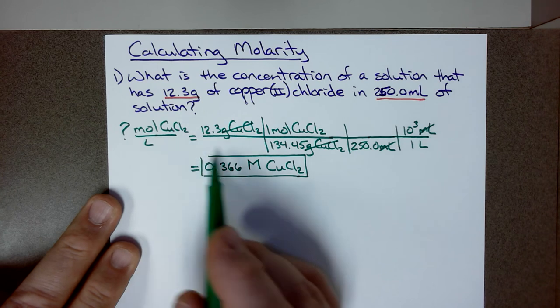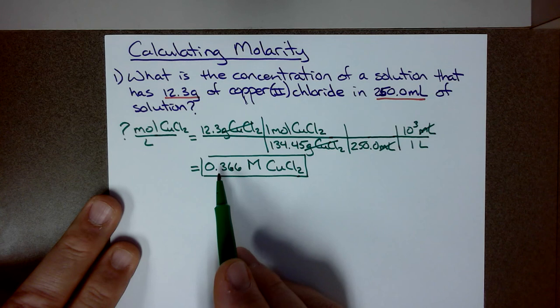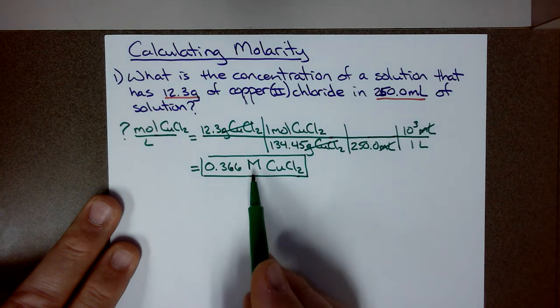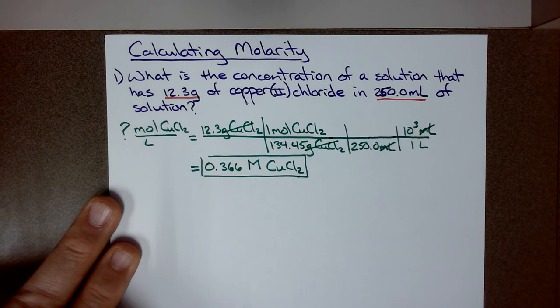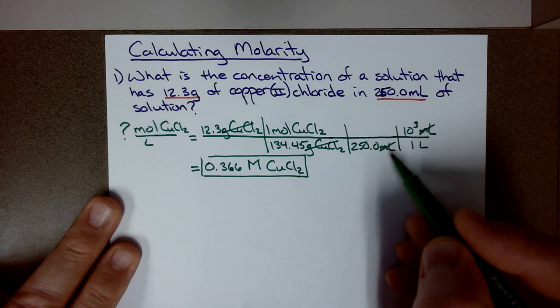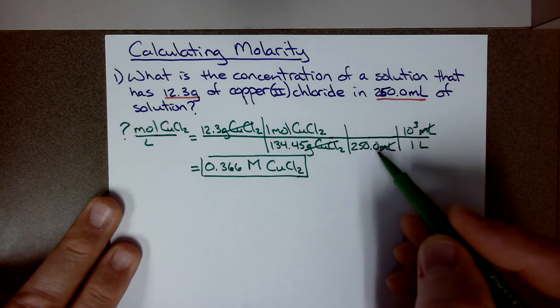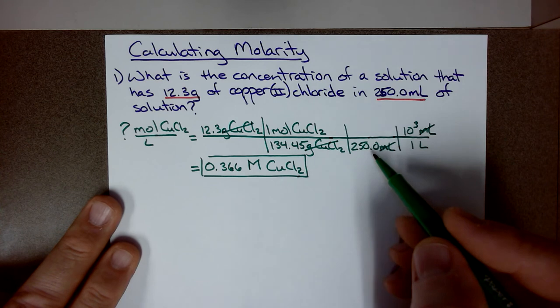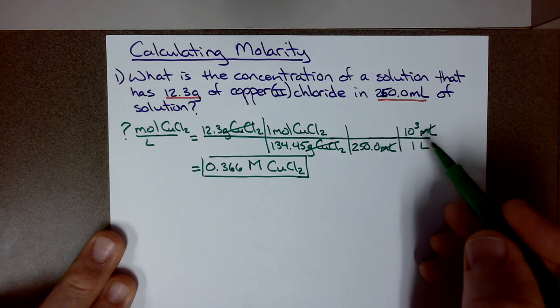But when I get my answer, I'm going to write it with the capital M and say 0.366 molar solution of copper 2 chloride. Now, eventually, you guys will not have to do this kind of conversion. You'll just convert in your head this to 0.250 liters, okay? So we can skip a step like this.